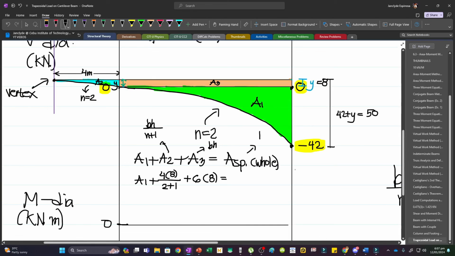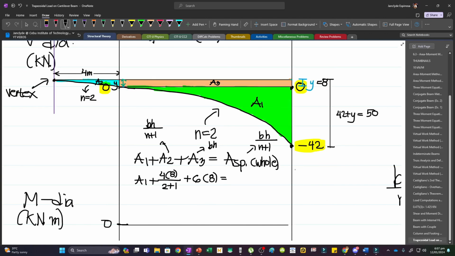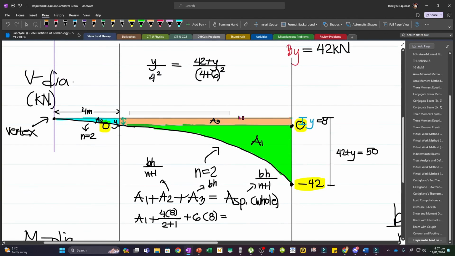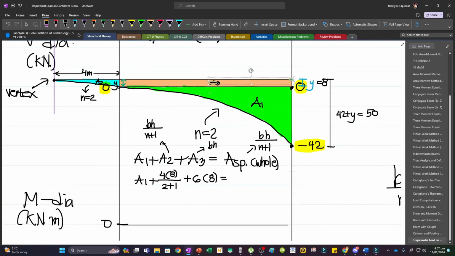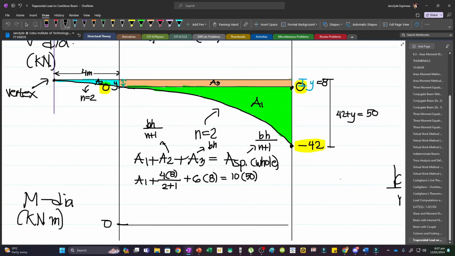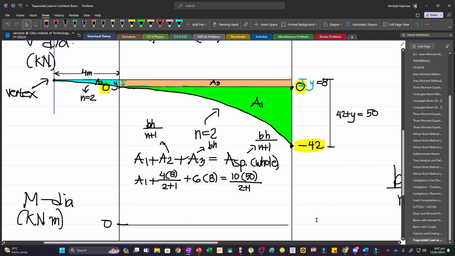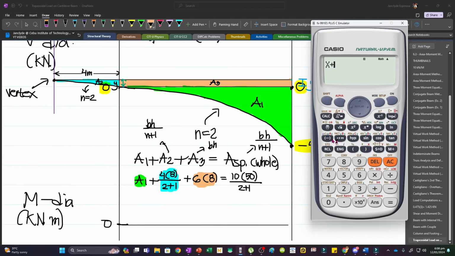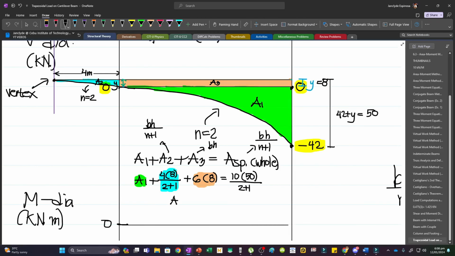And so that will be BH over n plus 1. Now our base will be 4 plus 6. Now again, this is 6, so that will be 10, and then our height will be 50, because this is the whole height, and then divided by 2 plus 1. And so now, using our calculators, we can solve A1. And so we have x, and then plus 4 times 8 over 3, and then plus 6 times 8. That will be equal to 10 times 50, and then divided by 3. And so press shift solve, we will have A1 equal to 108. And so our A1 will be 108.